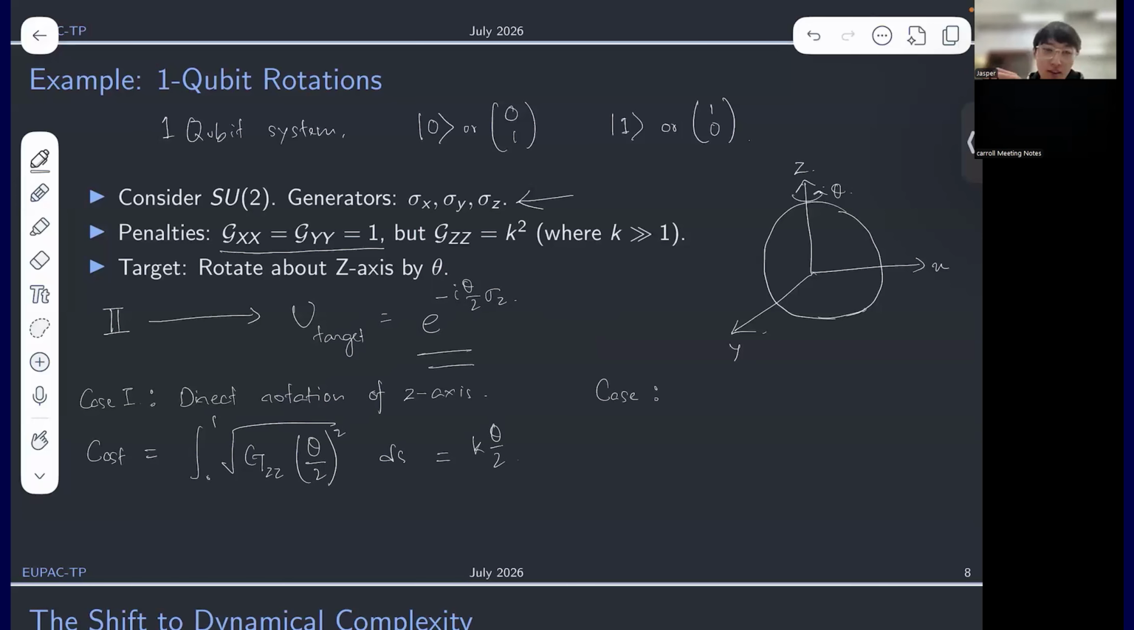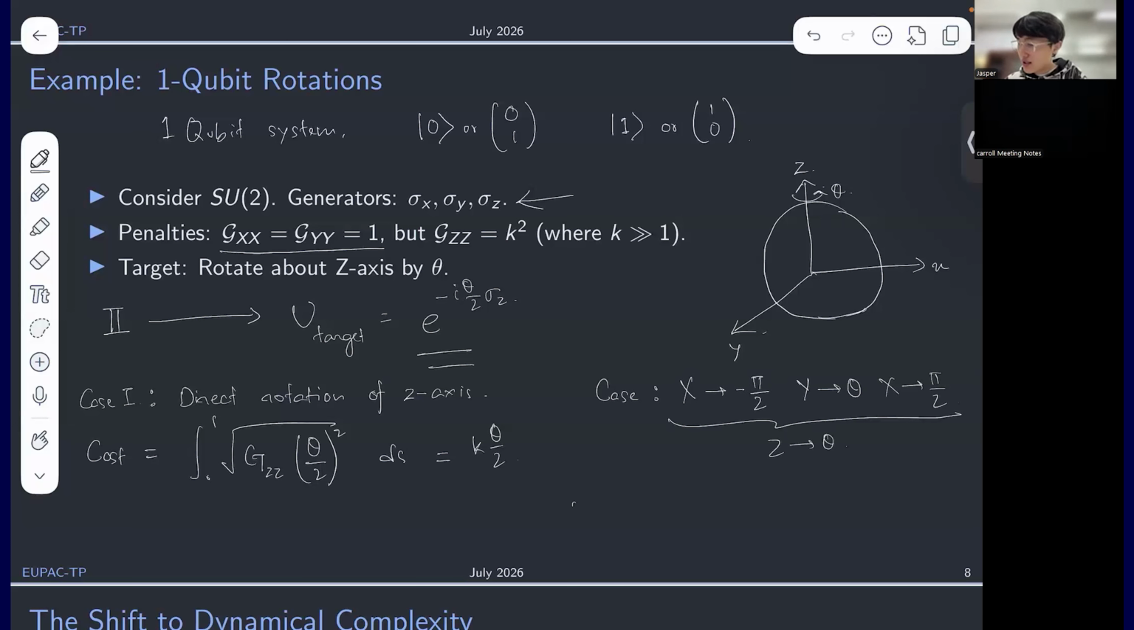And in case two, there is another way that we can go about this problem. We do not rotate about the z-axis, but we rotate about the x and y-axis. So how can we do that? We can start with a rotation on the x-axis by minus pi by 2, and then rotate about the y-axis by theta, and then rotate about the x-axis again by pi by 2. This will get us to a z rotation of theta. This can be done, right?